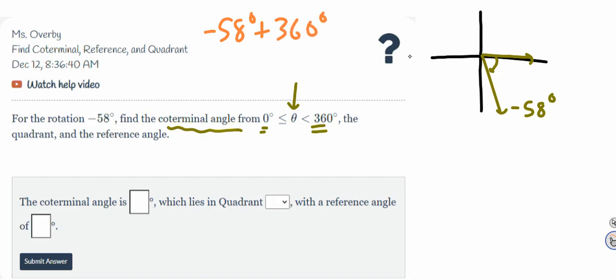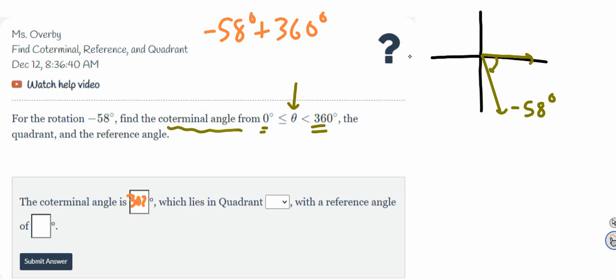So let me do that real quickly. I should be able to do that in my head, but I'm not. It's been a morning. All right, so that's 302. Is 302 in between 0 and 360? It is. So our coterminal angle, we put 302, which lies in quadrant, well, let's see.